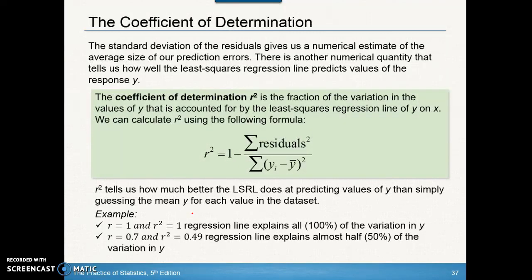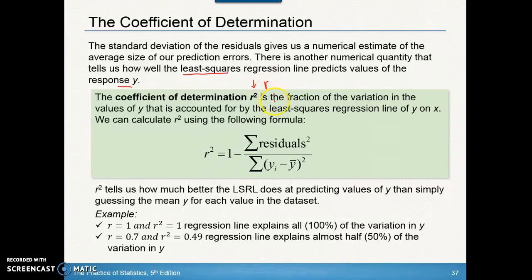Now, let's take a look at what R-squared is. This is going to be called the coefficient of determination, and it's very important for your least squares regression equation. The standard deviation of the residuals gives us an average estimate of how far our prediction errors are going to be. There's another numerical quantity that's going to tell how well the least squares regression line predicts the response variable y. That is called your coefficient of determination, or your R-squared. And you're going to get this from your correlation coefficient of r. So to get R-squared, you literally just square that number that you get from your graphing calculator.